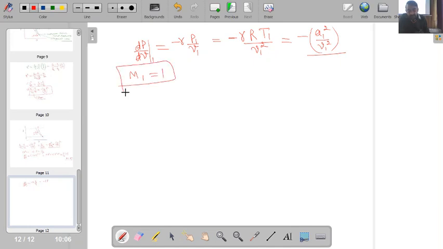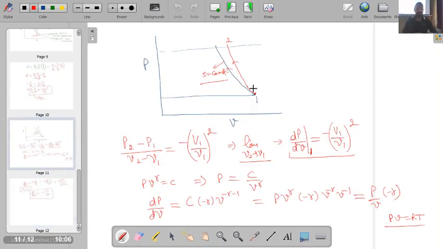Okay, so now one more condition I have to consider over here. If I take the limiting situation of Mach number equal to 1, then this A1 I can replace with V1. So it means that corresponding to the sonic condition, the slope of isentropic and shock wave compression at point 1 is nothing but the same. Okay, so this is another important conclusion which we can make over here.